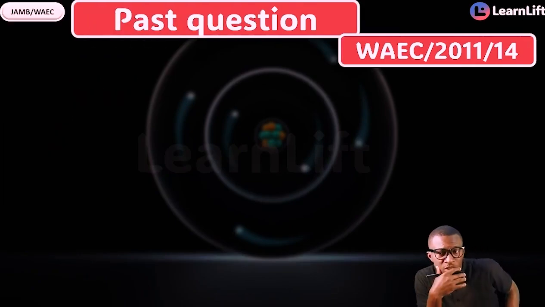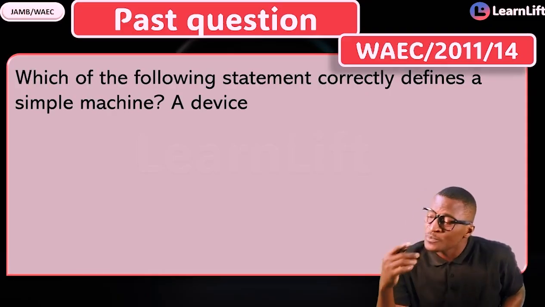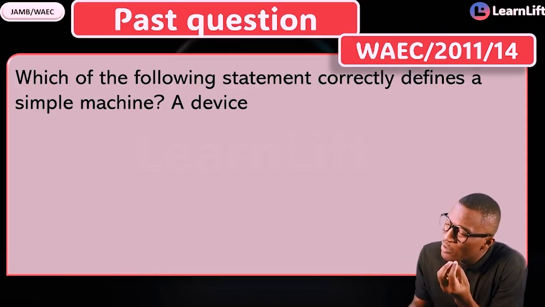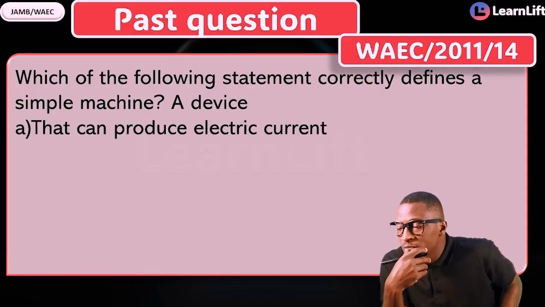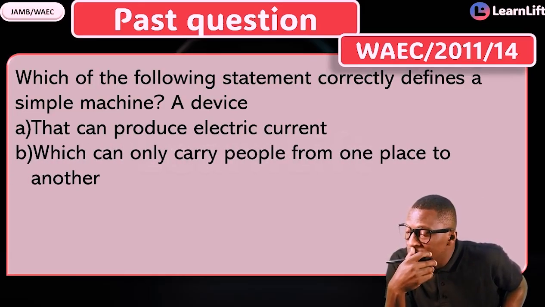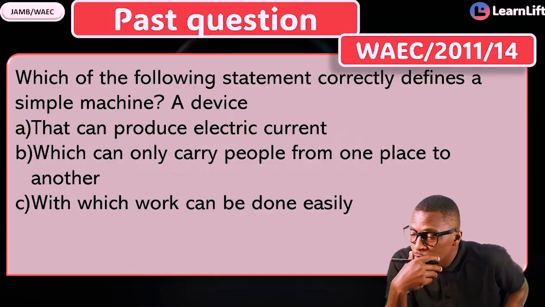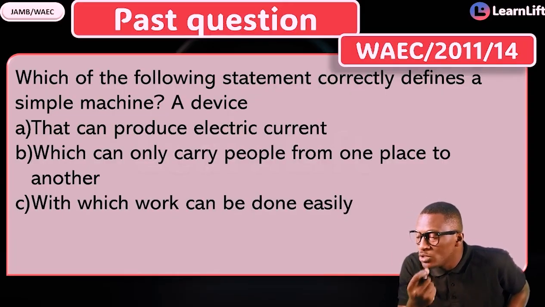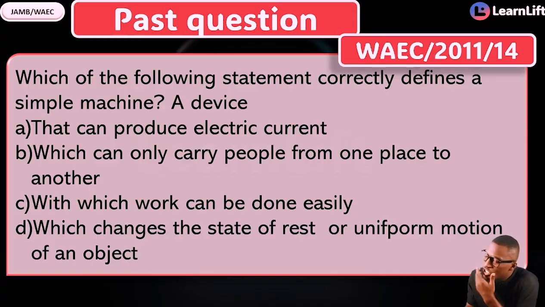Let's take 1 or 2 past questions. WAEC 2011 question 14. The question says, which of the following statements correctly defines a simple machine? Option A says a device that can produce electric current. Option B says a device which can carry people from one place to another. Option C says a device with which work can be done easily. Option D says a device which changes the state of rest or uniform motion of an object.